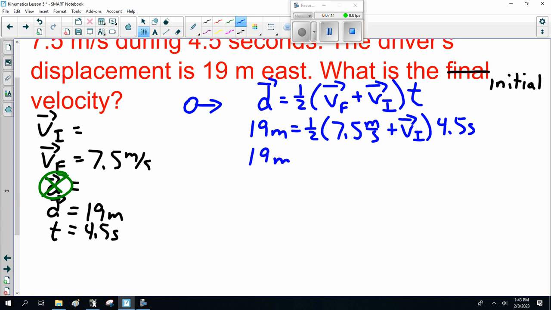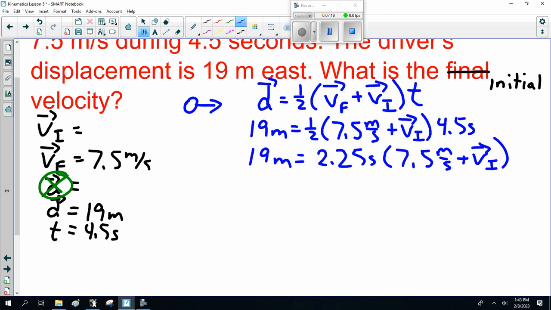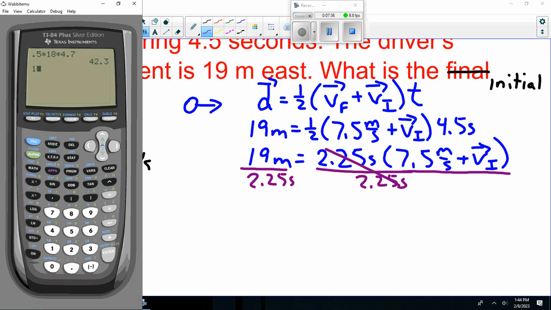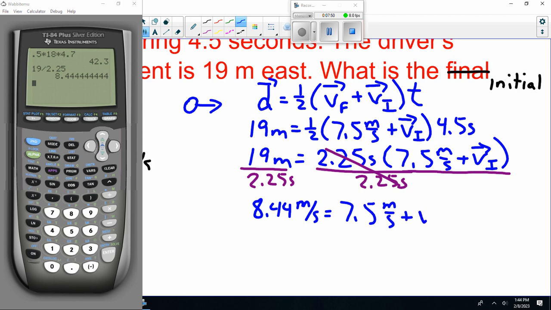So 19 meters equals 2.25 seconds times (7.5 meters a second plus v initial). Now, I would suggest, first things first, divide both sides by 2.25. And once again, I can't do that in my head. 19 divided by 2.25 is 8.44 meters per second, which equals 7.5 meters per second plus the initial.